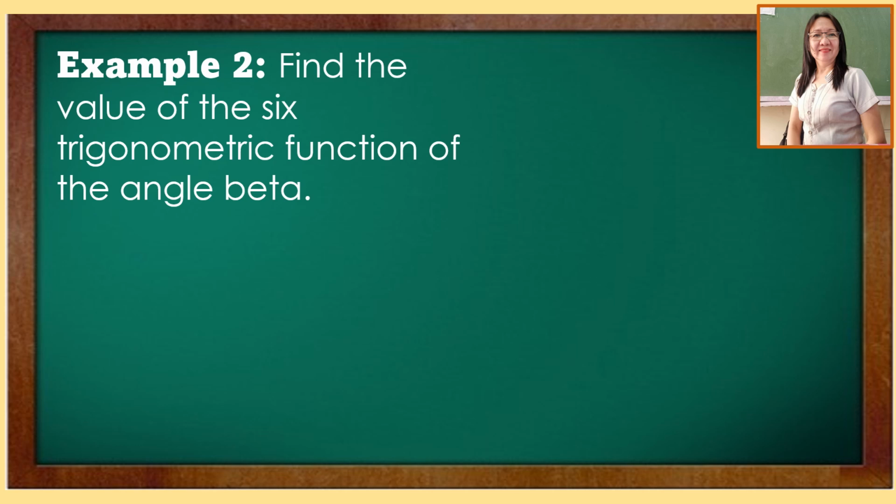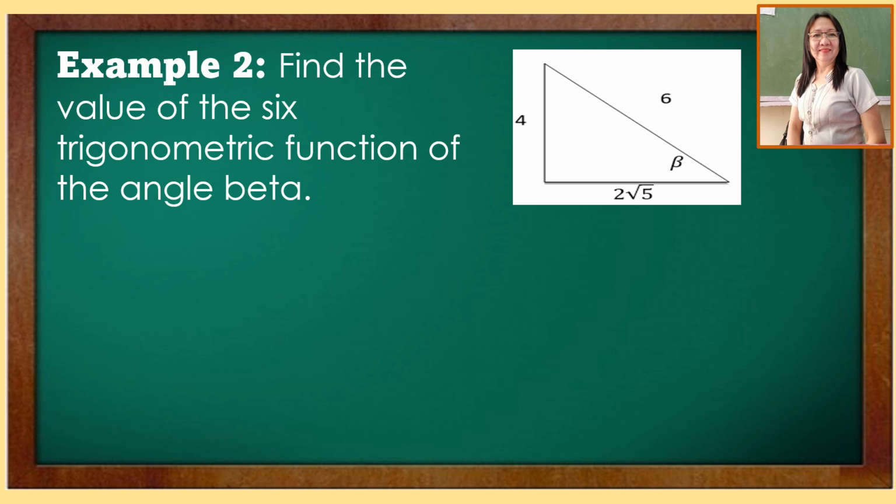Now let me give you another example. Find the value of the six trigonometric functions of the angle beta. The opposite of our beta is 4 units, the adjacent is 2 square root of 5, and our hypotenuse is 6 units.